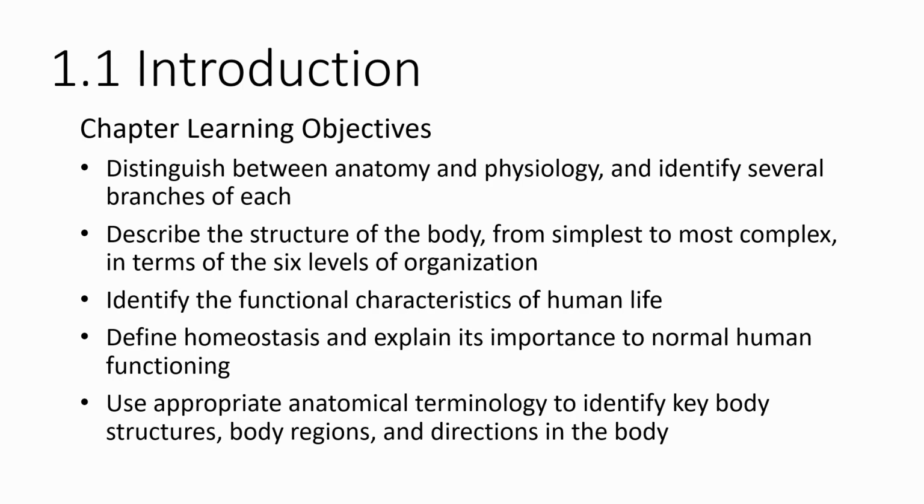So what we want to cover in this particular chapter is we want to talk about anatomy and physiology and what the differences are, as well as some of the branches that we find in each. We're also going to talk about the structure of the body, how we go from simple to complex, and the different levels of organization that are in between. We're going to talk about what characteristics there are for human life, so what characteristics we need to meet to be considered alive, and we're going to really put a heavy focus on one of those, which is homeostasis.